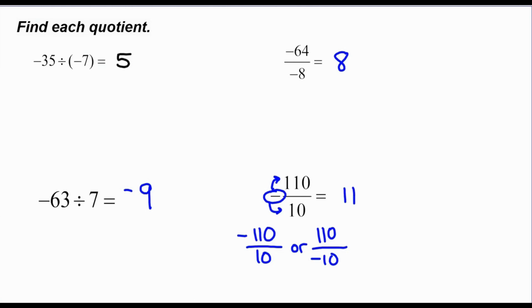110 divided by 10 is 11, and the signs are different, so that's going to be negative 11. And that's dividing with integers, pretty straightforward.